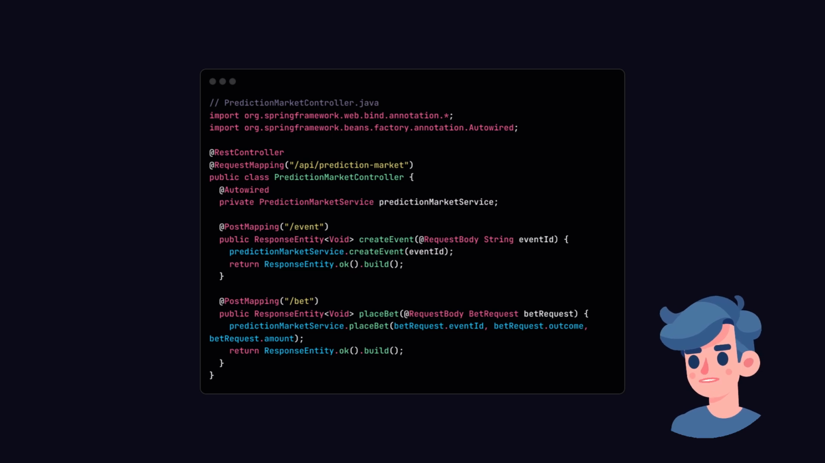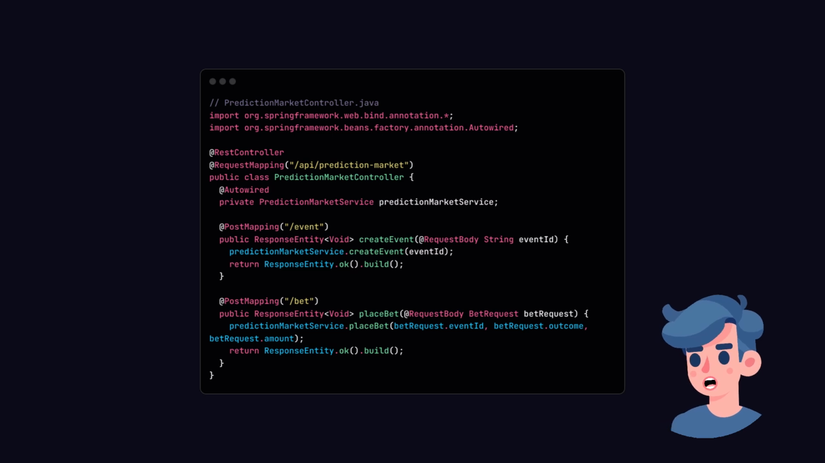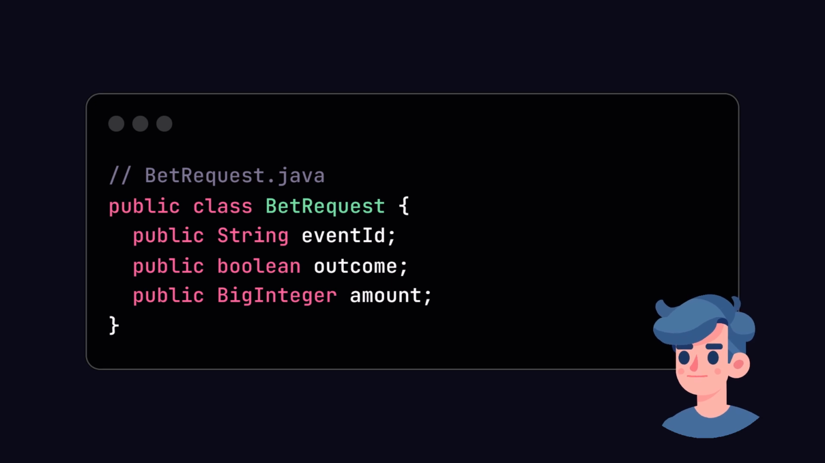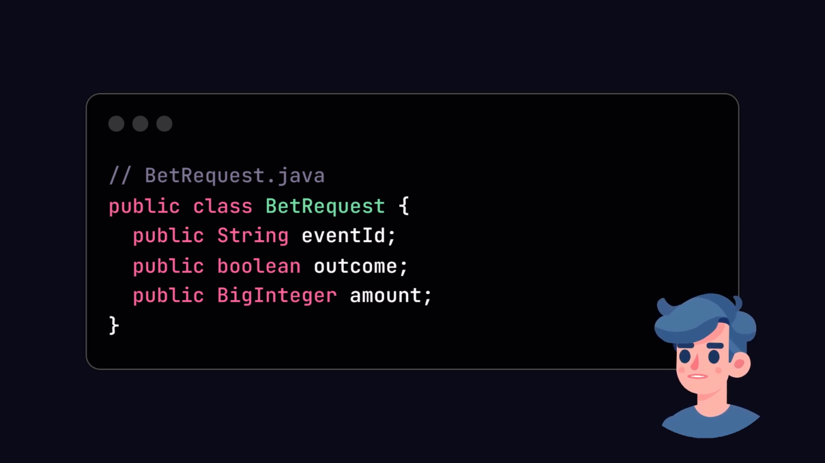This Java service can be further developed into a REST API using Spring Boot. So, in your project, create a controller class and define endpoints for creating events and placing bets. In this PredictionMarketController, we handle incoming HTTP requests to create events and place bets. The response will be an HTTP 200 OK if the transaction was successful. You will need to create a BetRequest class for deserialization of the incoming requests.